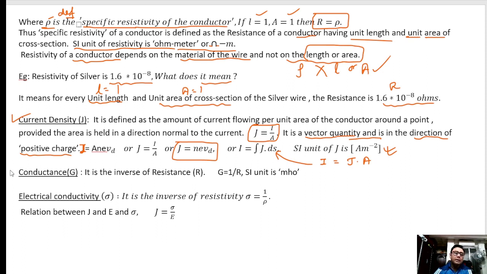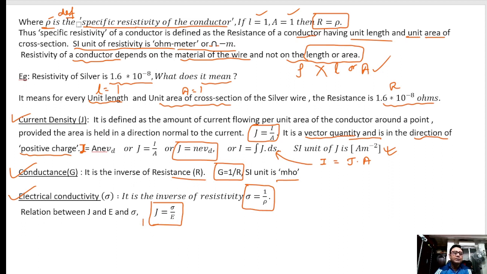Very important: conductance is the inverse of the resistance. So the SI unit will be mho, since resistance is in ohms. Electrical conductivity: conductivity is the opposite of the resistivity. Resistivity was in ohm meter, so conductivity is the opposite of this. And this is how the current density and the conductivity are related, by this formula. Clear?